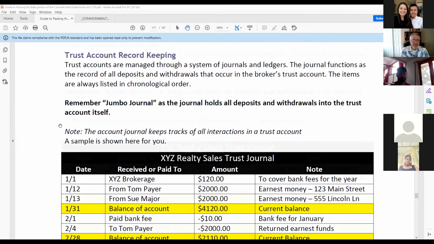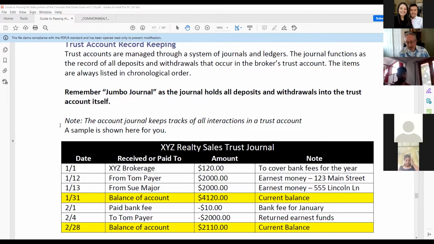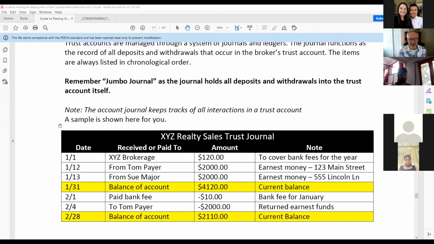All right, here's the trust account, how to keep records. Here, folks, we're presenting this to you from the big picture, from the macro, and then we're going to take it down into the micro. So the first part is the journal. This is the record of what's happening in this trust account. We're going to show you some examples here. First, we're describing the journal. It holds all the deposits and withdrawals in the account and keeps track of that.